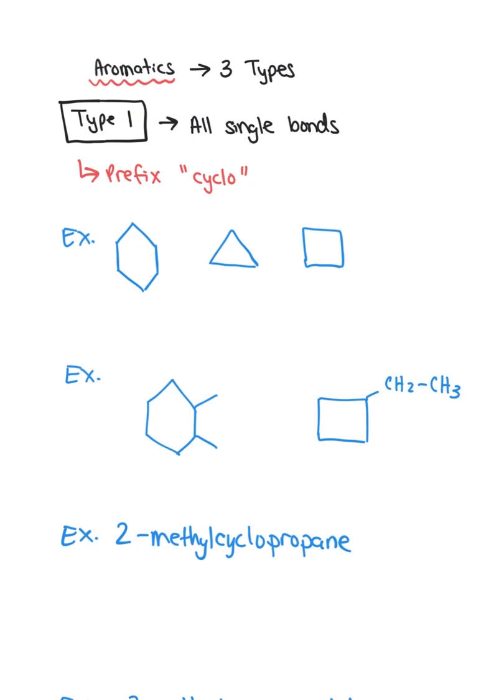Okay, another type of naming that we had was called aromatics, and there's three possible types. The first one is if they're all single bonds, we use the prefix cyclo. So in this case, I have 1, 2, 3, 4, 5, 6 carbons, so this would be called cyclohexane. They're all single bonds, there's 6 of them, and it forms a cyclo structure. Same with this one, I have 3 carbons, so it's a prop, and it forms a ring, so cyclopropane, and my last one here is cyclobutane because I have 4 carbons all single bonded.